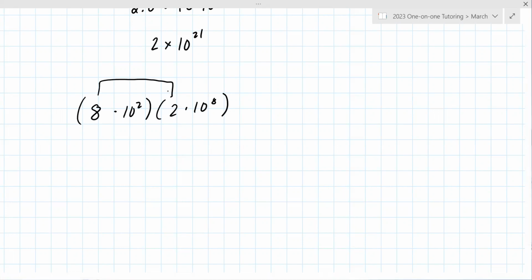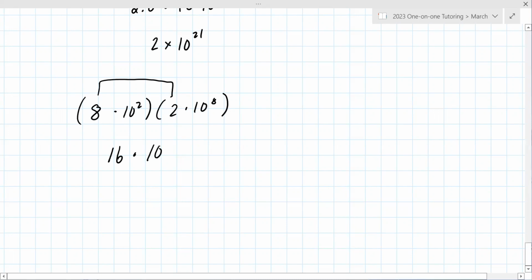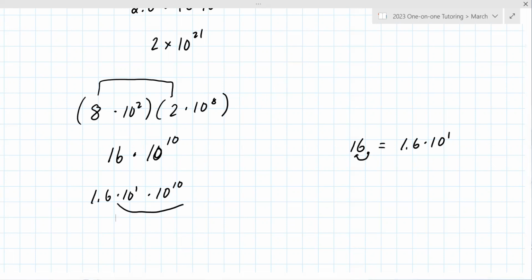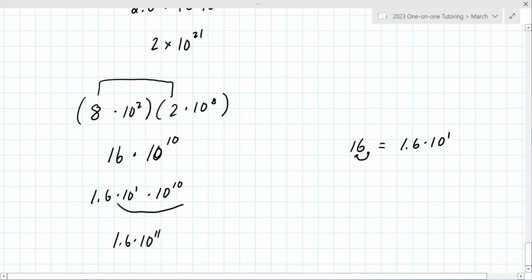Oh, 16 times 10 to the 10th. Good. Now the problem with the coefficient is that it's too large, so you move the decimal. You have to rewrite 16 as, you're really moving it left, so it's 1.6 times 10 to the 1. That goes right here in front, and then you can combine these two, which is times 10 to the 11th. So your final answer is 1.6 times 10 to the 11th.